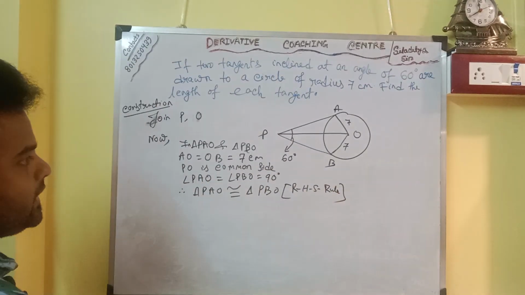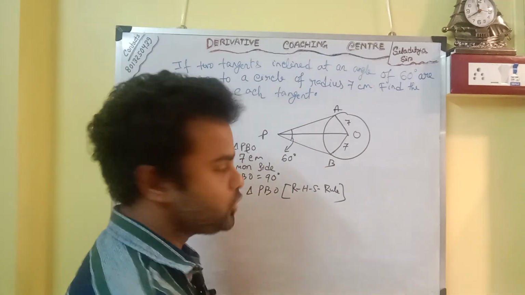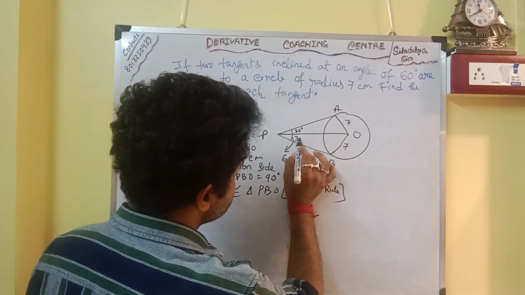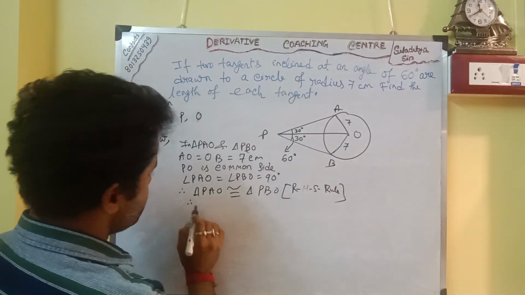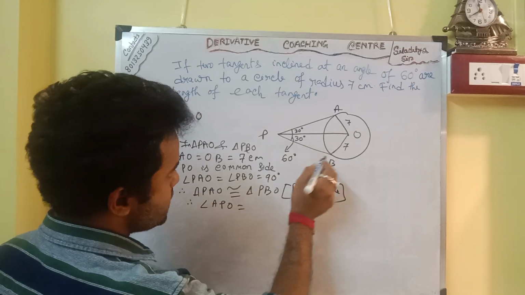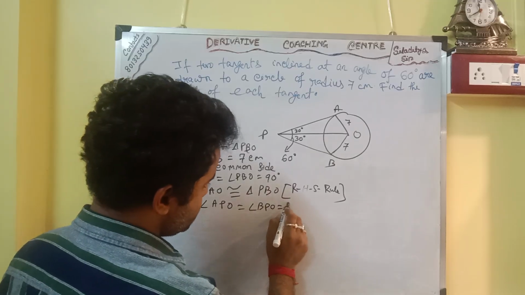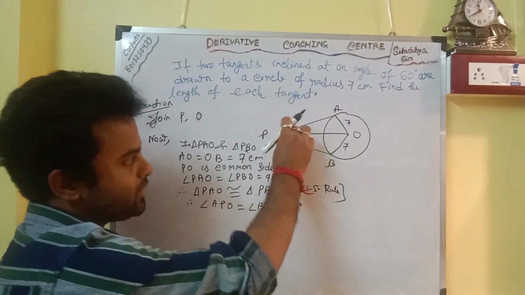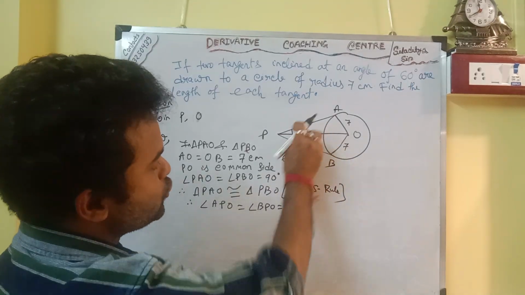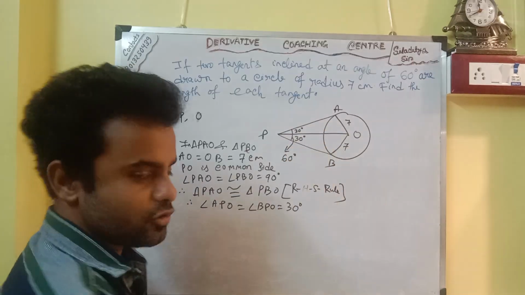Clear? As the two triangles are congruent, the corresponding angles are also equal. So this angle is 30 degrees and this angle is also 30 degrees. Therefore angle APO equals angle BPO equals 30 degrees. APB is 60 and the two angles are equal, so 60 divided by 2, this angle is 30 and this angle is also 30.